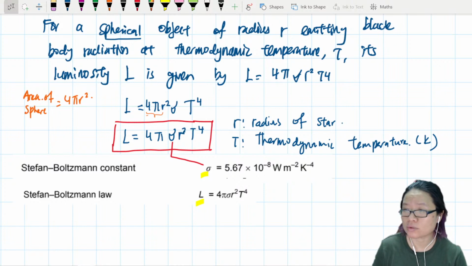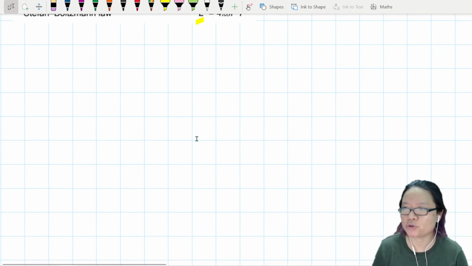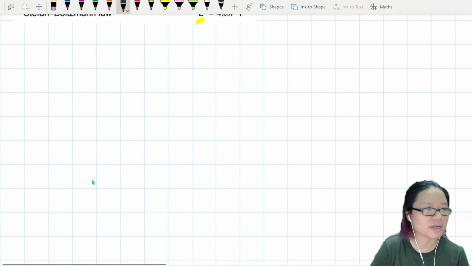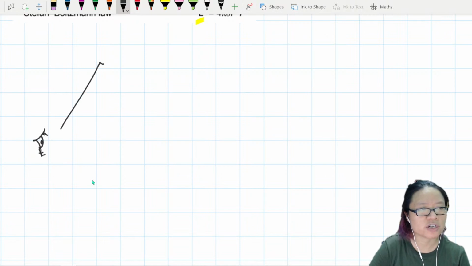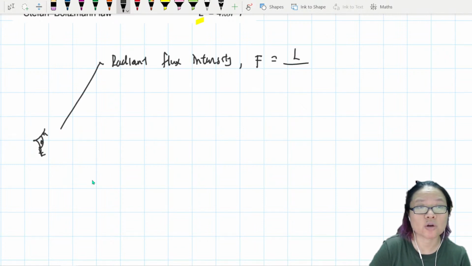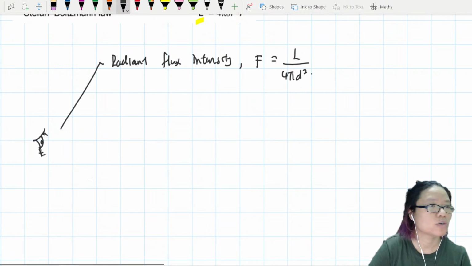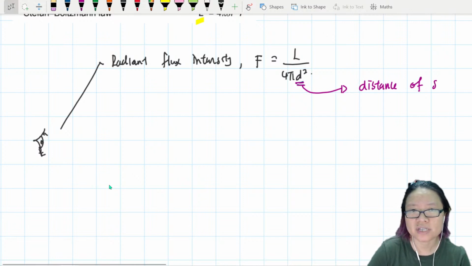All right, we're going to do the specimen paper question now, because we have enough to solve it already. But I want to pause a bit and remind you, this is what we are observing when we look at the night sky. I'm going to draw a flow chart to summarize what we have done so far. The first thing that we can always measure is radiant flux intensity, F. And F was L over 4 pi d squared. So from here, I can find d, the distance of the star from the observer, and most of the time the observer is on Earth.